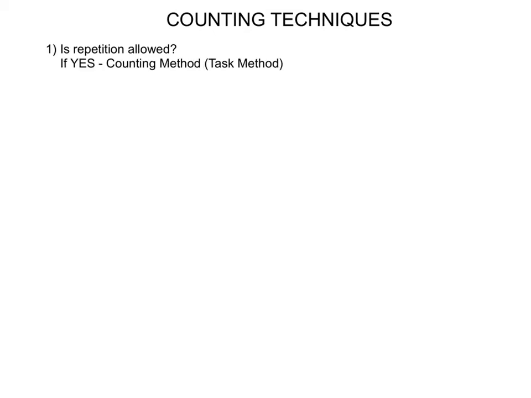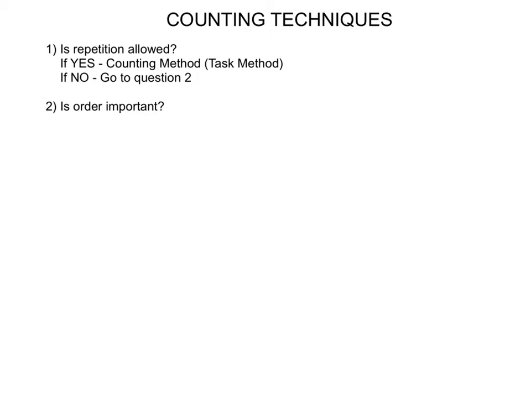If the answer is yes, repetition is allowed, then we're going to use the counting method or the task method, where we list out all of the things that we need to do, and underneath each of those, we list how many options we have and then multiply them all together. If the answer is no, we move on to the next question.